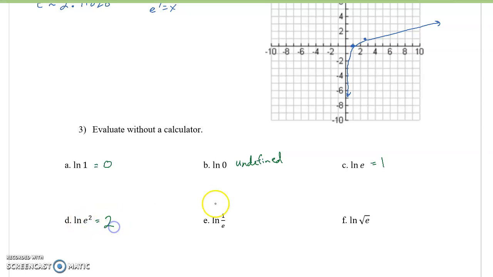Of course, that's 2. What can I raise e to get the fraction 1 over e? That's the same thing as e to the negative 1, right? And then what can I raise e to get the square root of e? Well, that's, of course, the same thing as e raised to the 1/2.